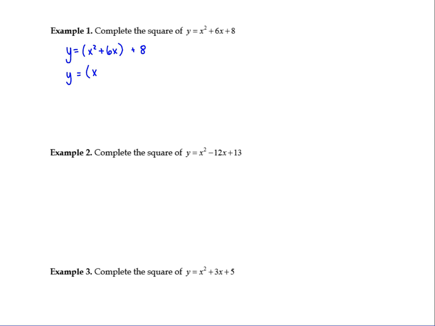Okay, so what is the number we want? We want to turn this into a perfect square inside here. So how do I get that?